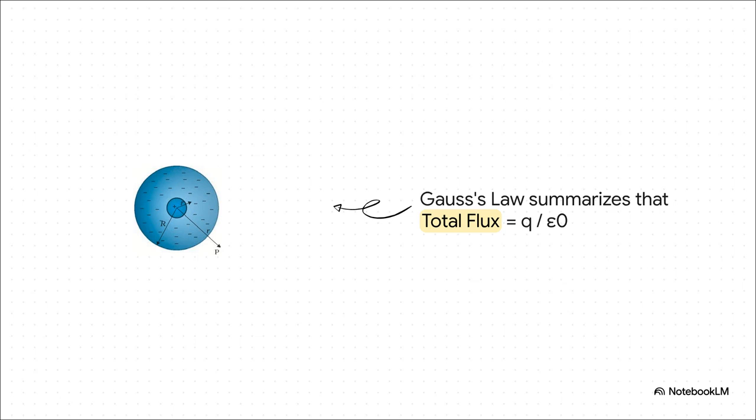What Gauss's law does is elegantly summarize a deeply profound truth. The total electric flux through any closed surface is simply equal to the total charge Q enclosed by that surface, divided by a fundamental constant called the permittivity of free space, or epsilon naught. Think about how crazy that is. It doesn't matter how large the surface is, it doesn't matter where the charge is located inside it, or how the flux is distributed across the surface itself. The grand total flux is fundamentally and inextricably linked to only one thing: the exact amount of charge trapped inside.